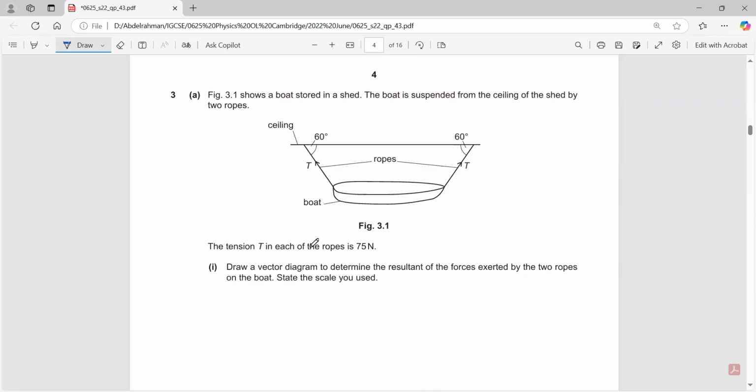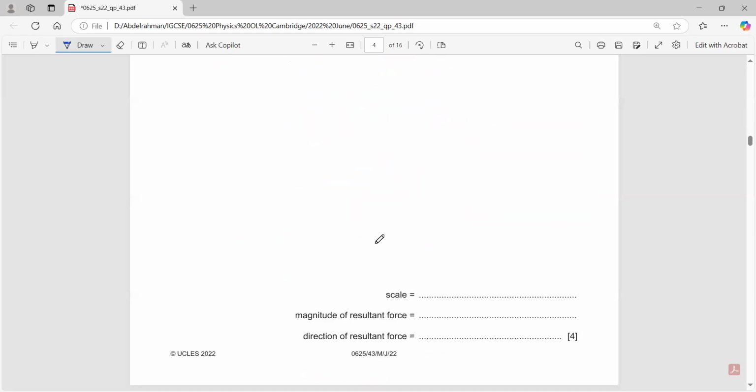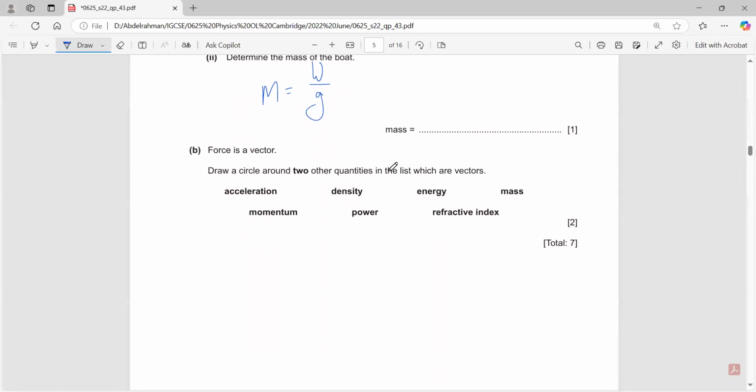Question 3. Oh, this is cancelled. Not required to solve this question. Determine the mass of the boat. So if you have the weight, you can find the mass of the boat. The mass would be equal to the weight over g. Whatever the weight was, you just divide it by 9.8. Force is a vector. Draw a circle around two other quantities in the list which are vectors. Acceleration is a vector. Momentum is also a vector.